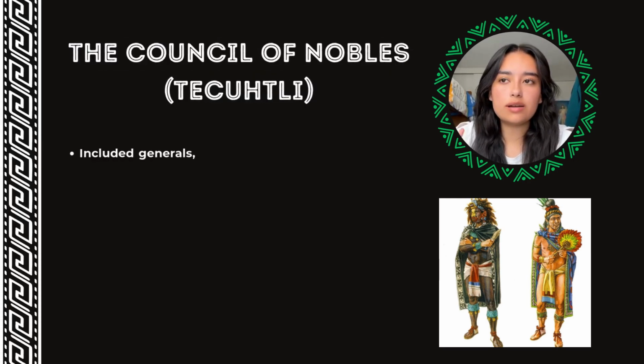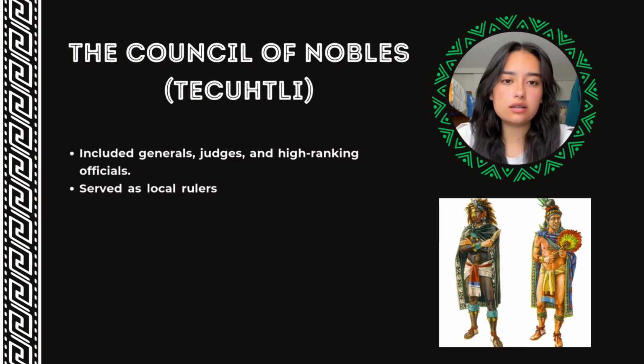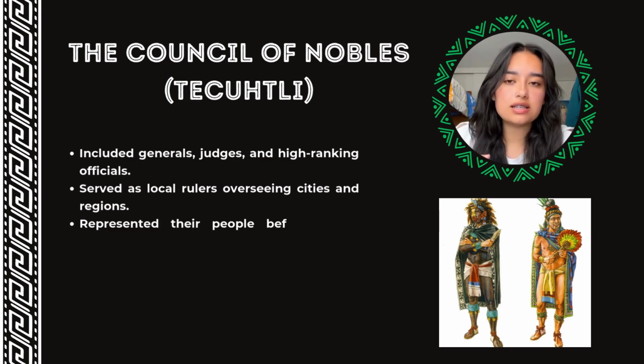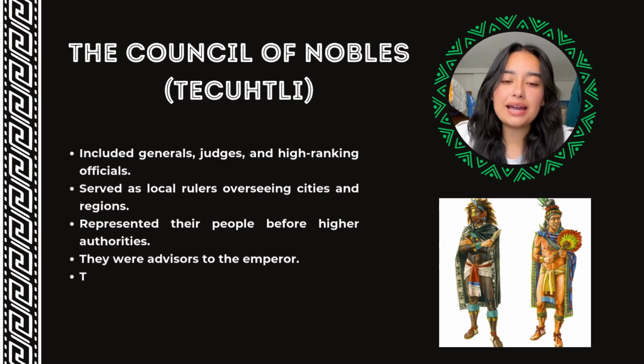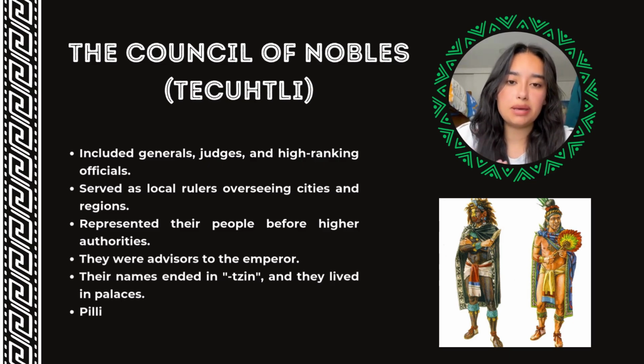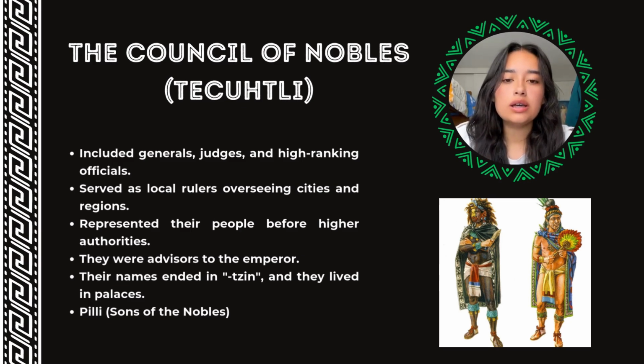Okay, so right now I'm going to talk about the Tecuhtli, or the high-ranking nobles council. This council includes generals, judges, and high-ranking officials or military in the Aztec community. They served as local rulers overseeing all the cities and regions. At the same time, they managed agricultural production, military forces, and the tributes and payments. These people lived in palaces surrounded by their families. Pilli was the name of the sons of these noble people.